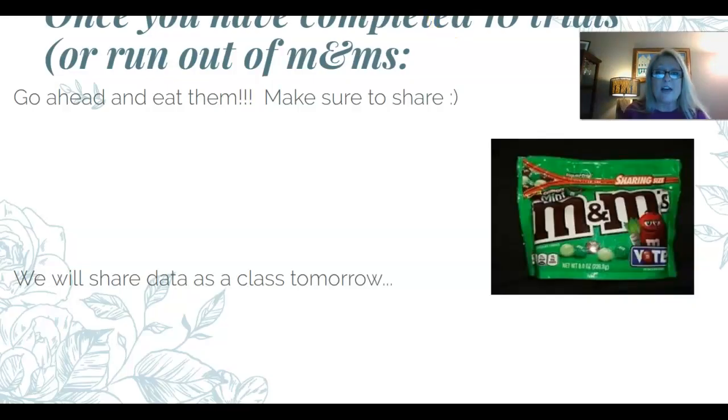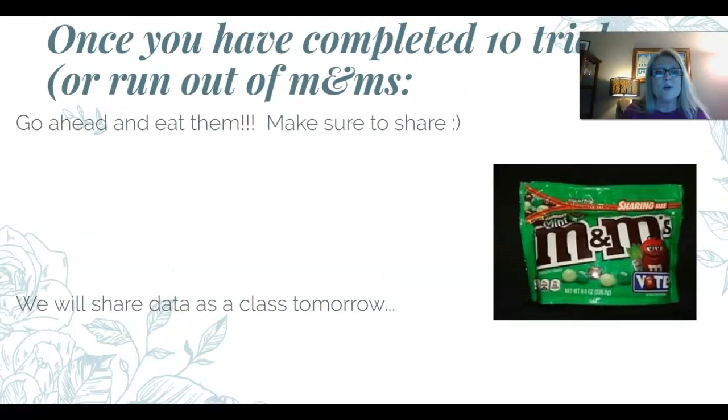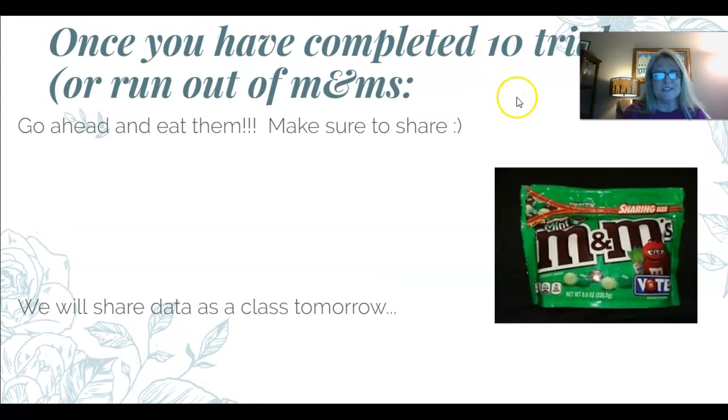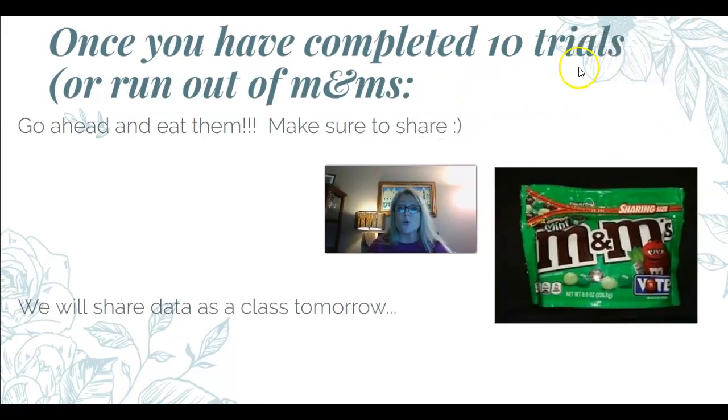And once you finish gathering all of your data, then you're going to be able to eat your M&Ms. So once you've completed your data trials, 10 trials, or you run out of M&Ms, go ahead and eat them. Make sure to share some with your siblings or whoever's at your house. We're going to share class data tomorrow.